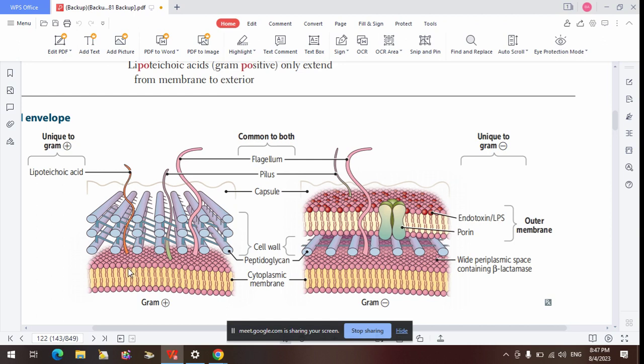Can we see the lipoteichoic acid here for this gram-positive? Yes. Yeah. So now that's, like I said, one test.